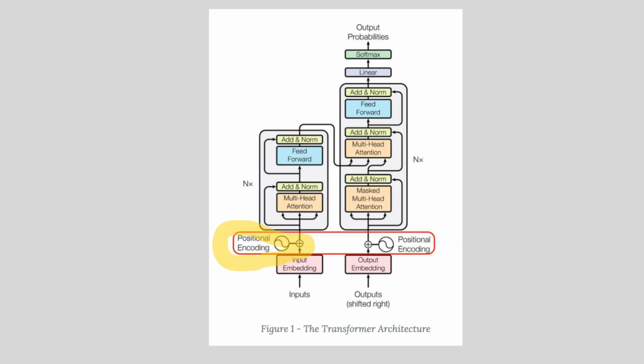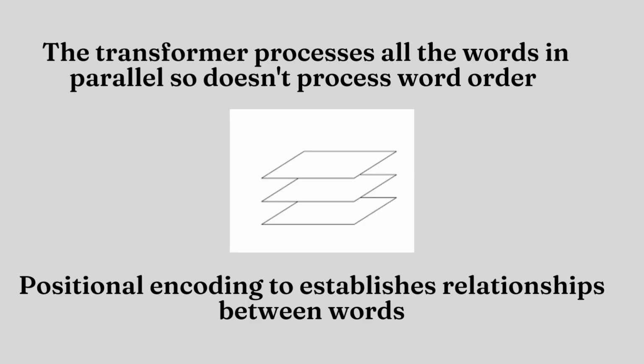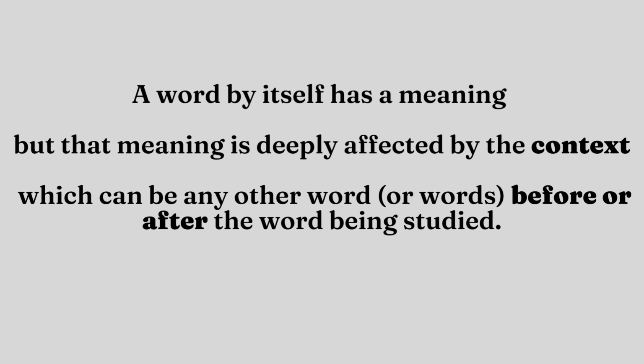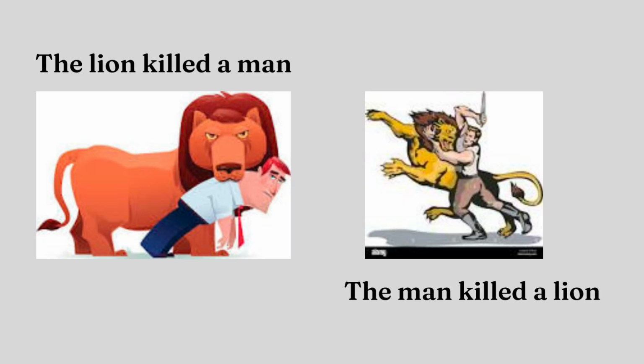The next step is positional encoding. This helps establish the relationship of the words to each other. Transformers process all the words in parallel at the same time, so the word order doesn't matter. This parallel processing is actually a huge advantage because it lets it run a lot faster. But if it didn't have this positional encoding piece, the computer wouldn't realize that some words should be next to each other, and that words may have different meanings depending on their position. For example, the man killed the lion and the lion killed the man may have the same number of words, but very different meanings.